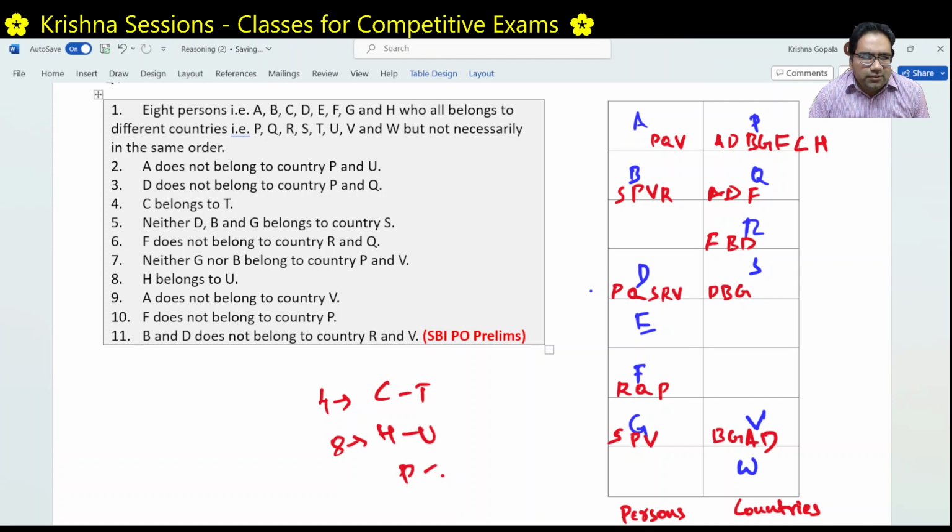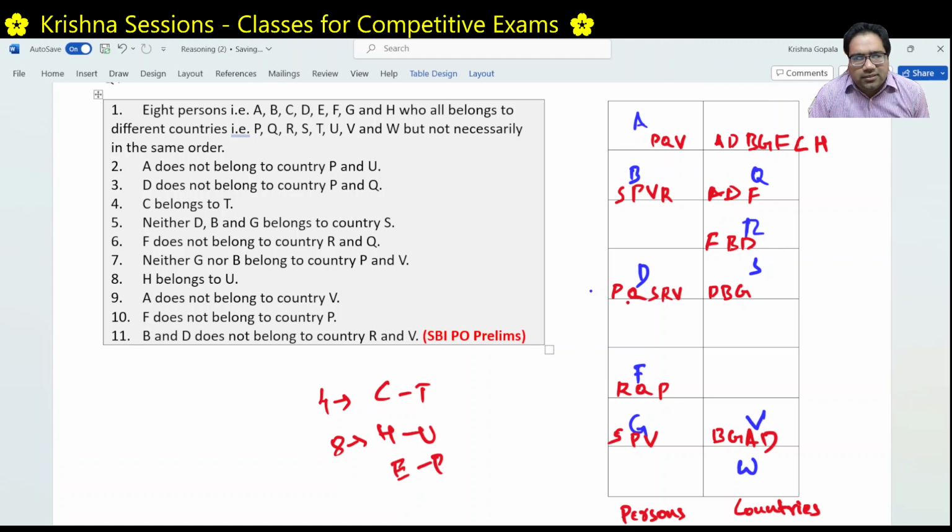In fact, I'll write it like this: persons on the left side and countries on the right side. P and E will map. So we can eliminate E also, and we can eliminate P also. Now let's look at any other big one.